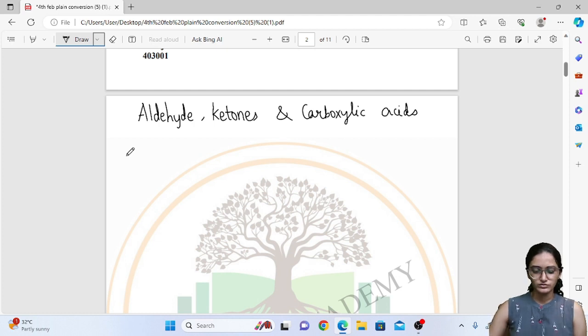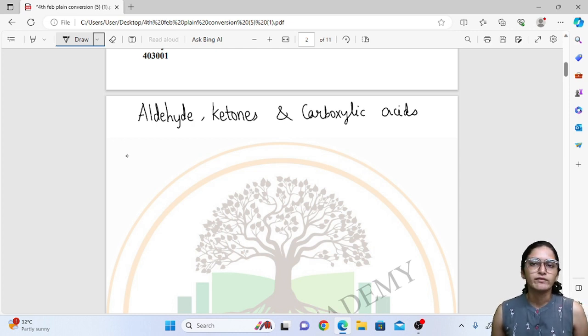Now these aldehydes, ketones and carboxylic acids are important functional groups that we have already studied in our 11th standard and also in our previous chapters while preparing the alcohols, phenols, then haloalkanes, haloarenes. So in these chapters we have already seen them. So we will study more details about the aldehyde, ketones and carboxylic acid in this chapter. So let us start. Now aldehyde.